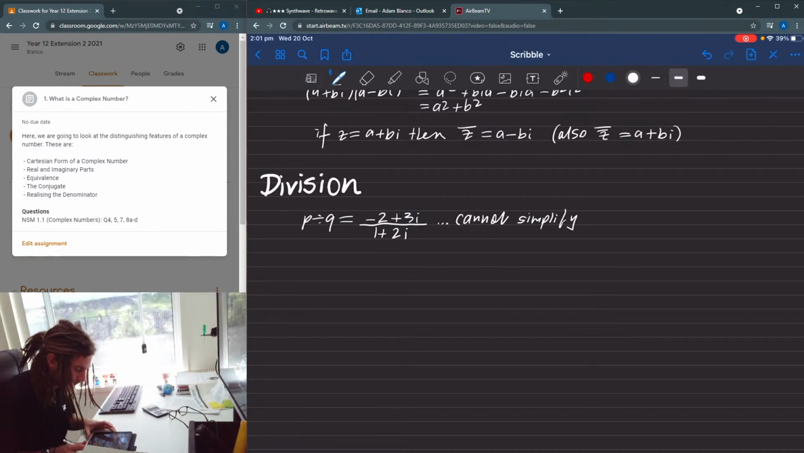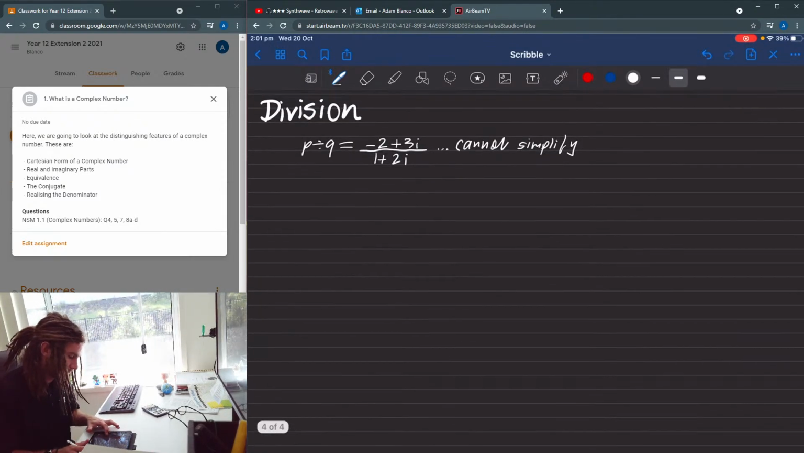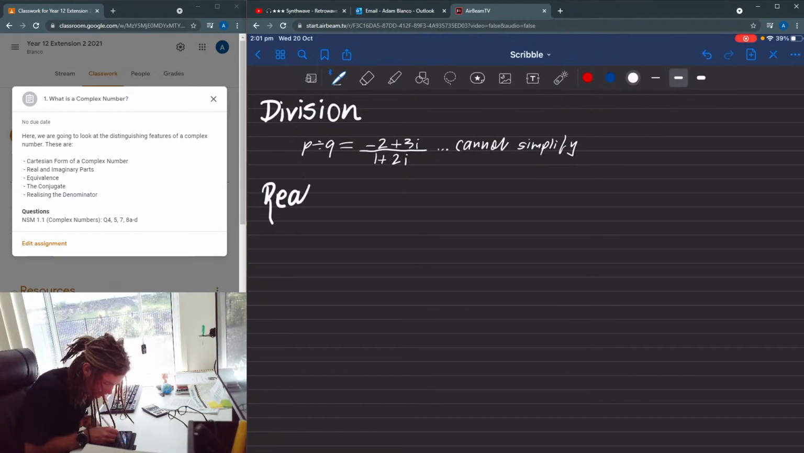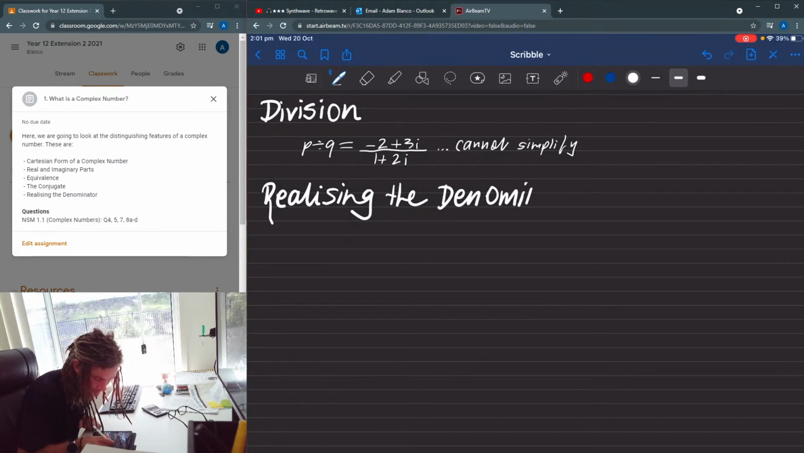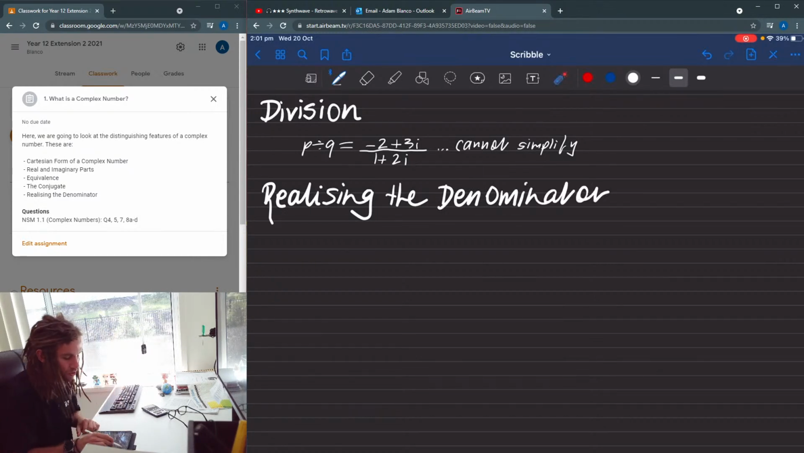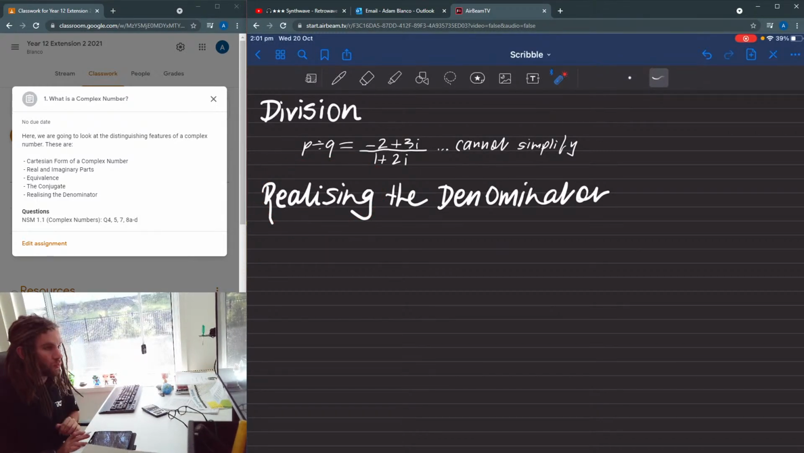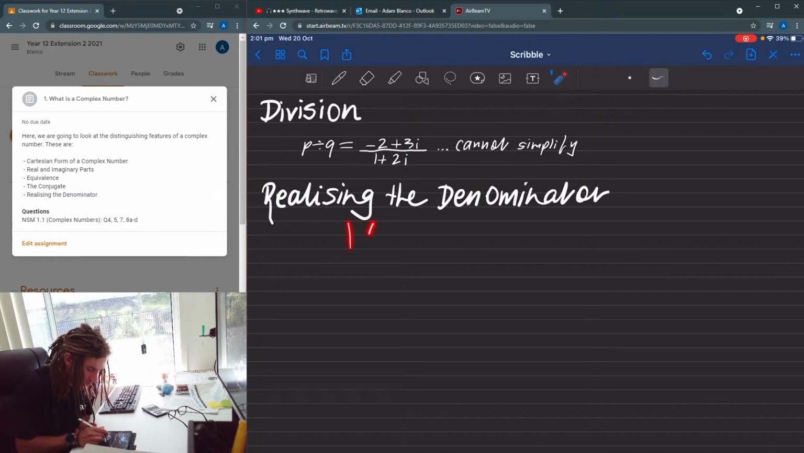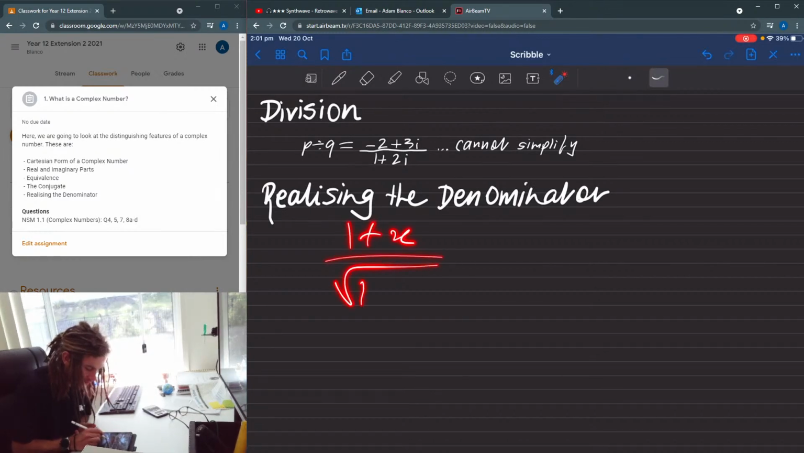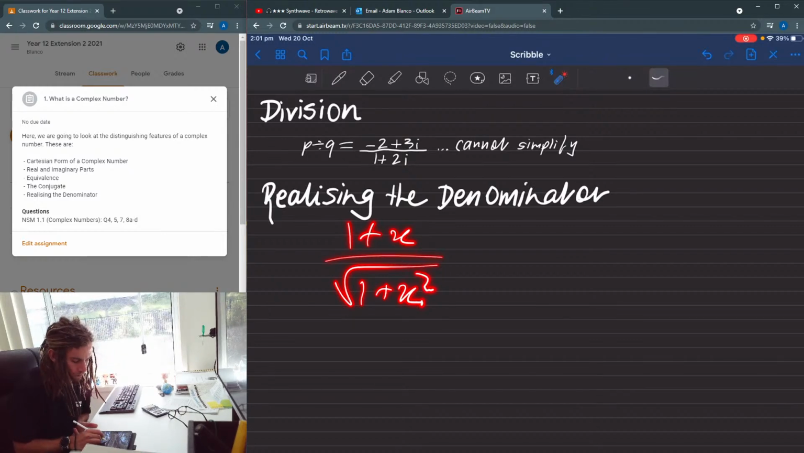But what I can do is something called realizing the denominator. And this is something you've seen before, but we've seen rationalizing the denominator. So what you'll notice is when you're looking at stuff like, I don't know, like 1 plus x, and then you've got like the square root of 1 plus x or something like that. Maybe that's a little bit easy. It's kind of hard to do anything. Like there's not much you can do with this, right?